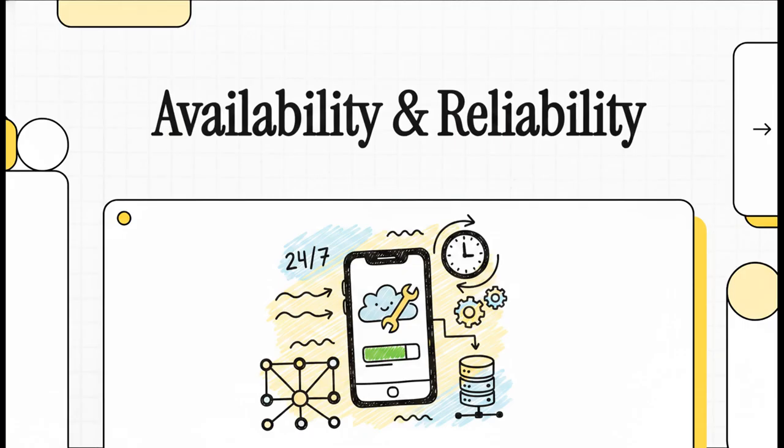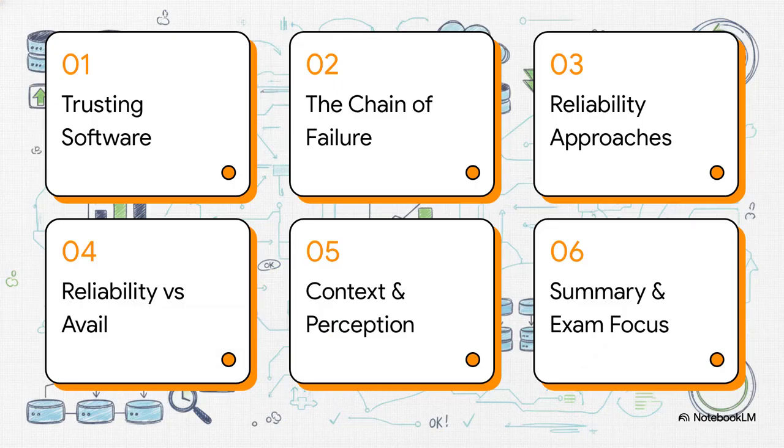why this matters. Here's our roadmap for this explainer. We'll start with an introduction to trusting software, then unpack the chain of failure. After that, we'll look at 3 approaches to reliability, compare reliability versus availability, discuss context and user perception, and wrap up with a lecture summary and your exam focus.